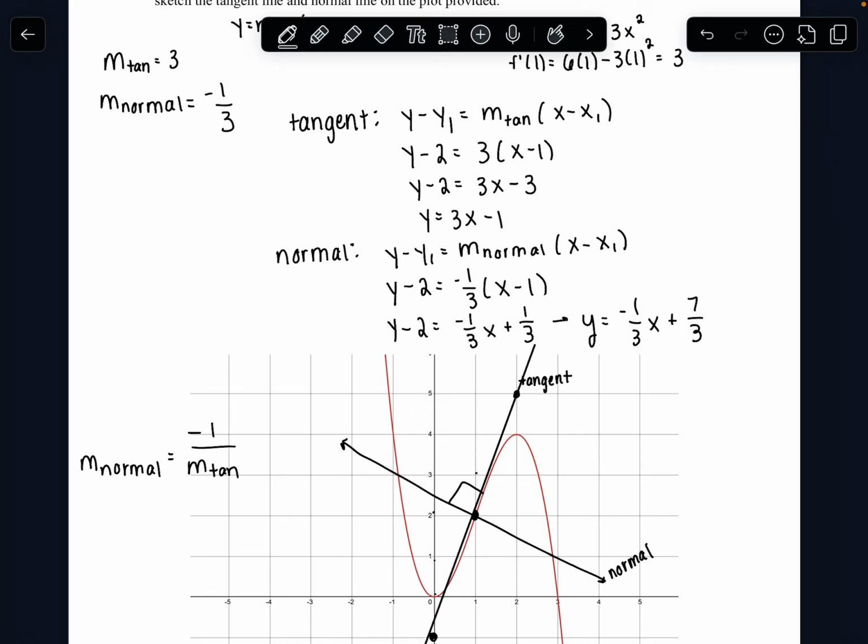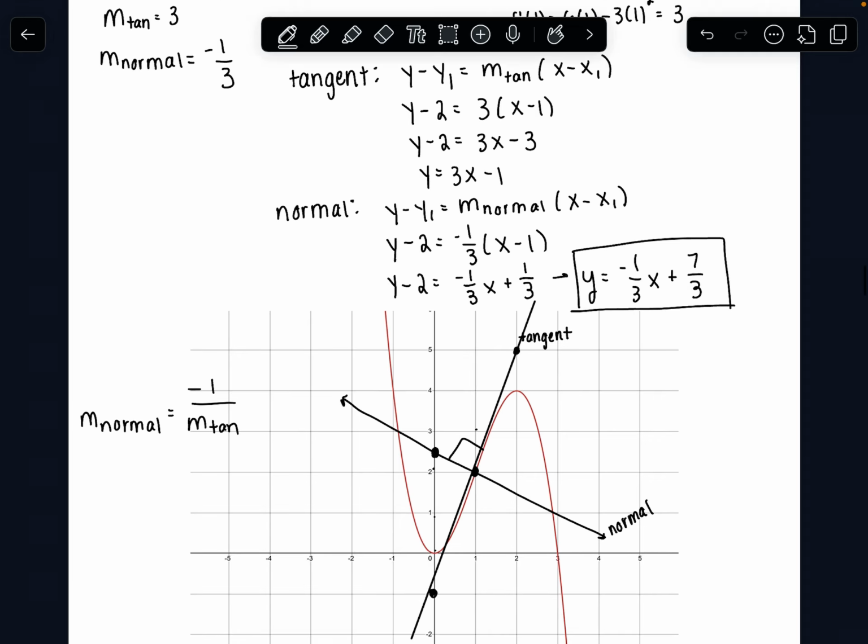Okay, 7/3 is between 2 and 3, right? 7/3 is like 2.33, so that makes sense. We did pretty good there. And then a slope of negative 1/3, down 1 over 3. Hang on. Down 1 over 3. Okay, I did pretty good, guys. My lines are pretty good.